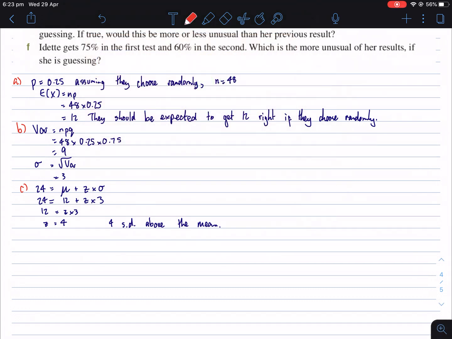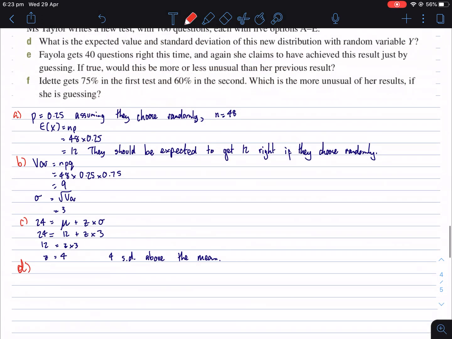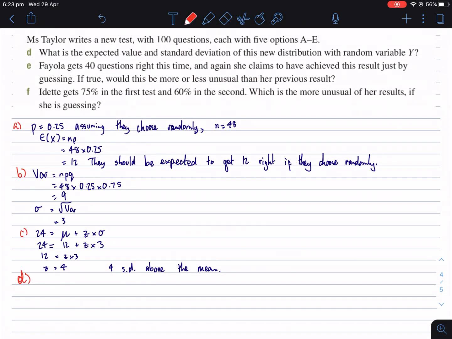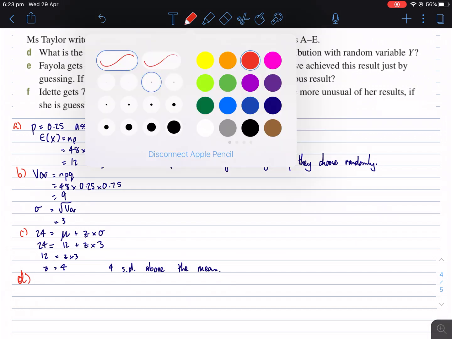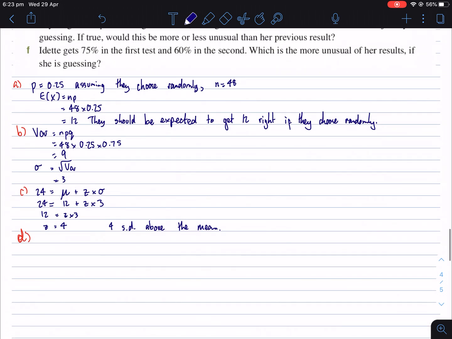Okay, D even, because apparently numbers have order. We've got 100 questions, 5 options. Okay, so EX equals NP, which is 100. Now the probability is going to be 1 in 5 this time, so you'd reckon 20.